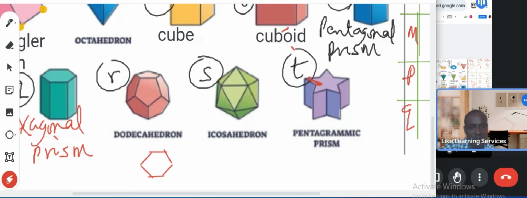A pentagrammic prism is like a star. All right, with this base is a star.